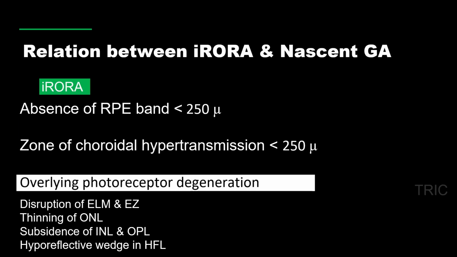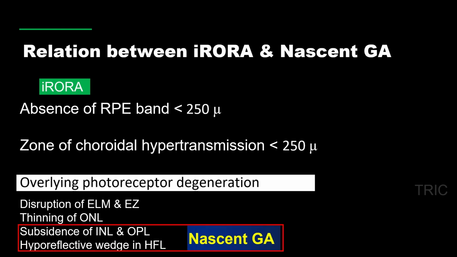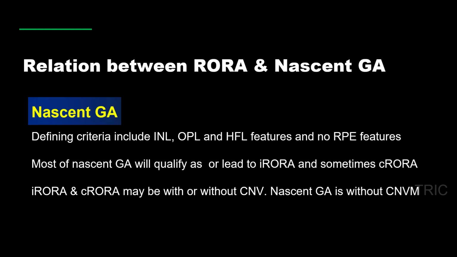At this point, if we revisit the diagnostic criteria of iRORA, we realize that diagnostic criteria of nascent GA are part of diagnostic criteria of iRORA. It means that nascent GA can be considered as a part of iRORA without giving consideration to RPE features of later. Most nascent GA will qualify as or eventually lead to iRORA or even cRORA. However, when we talk about nascent GA, it is always in an absence of CNVM in same eye. Whereas iRORA and cRORA are defined irrespective of presence or absence of CNVM.